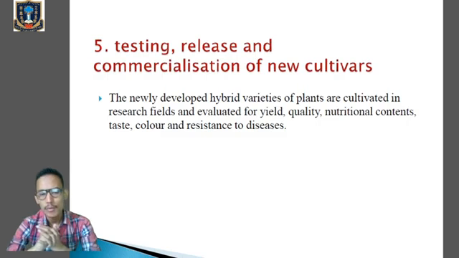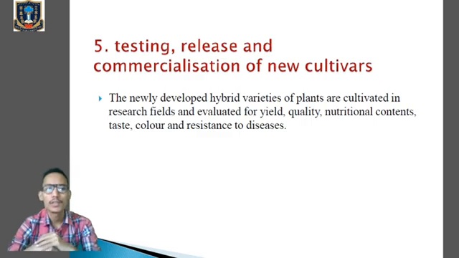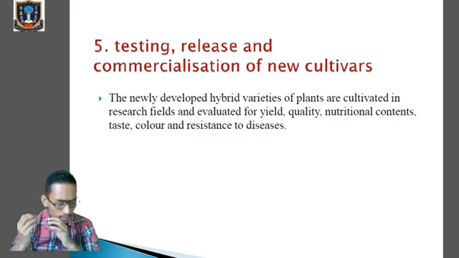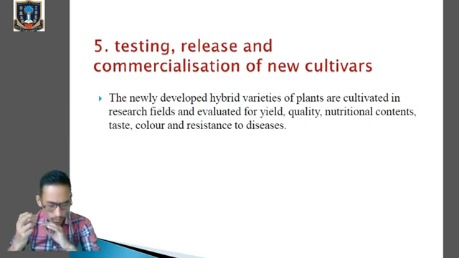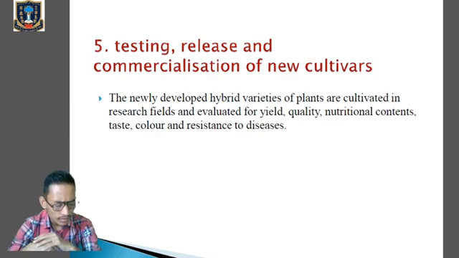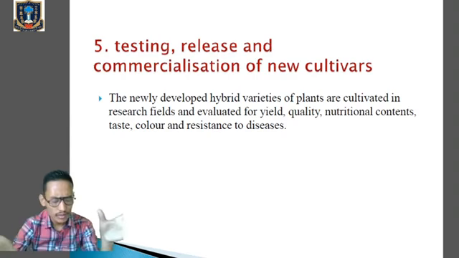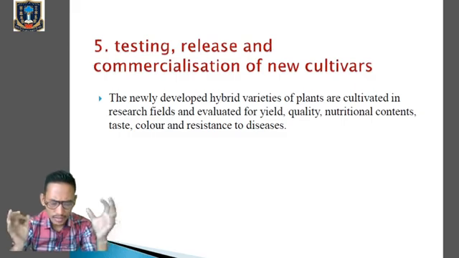So the newly developed hybrid varieties of plants are cultivated in research field and evaluated for their production, for their quality, amount of nutritional contents on that particular plants, about the taste, color, and whether they are resistant to disease or not. Clear? They are cultivated under ideal fertilizer applications, irrigations, and other crop management practices for at least 3 growing seasons at several locations, at several habitats in different climatic conditions.